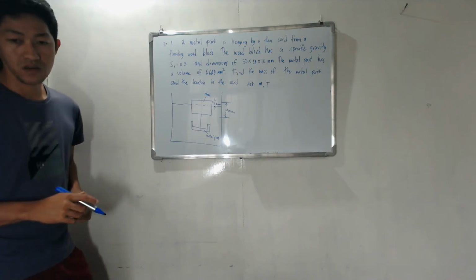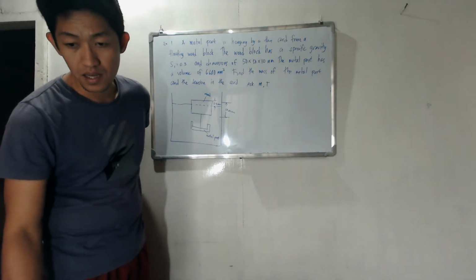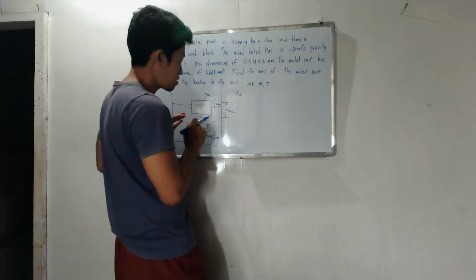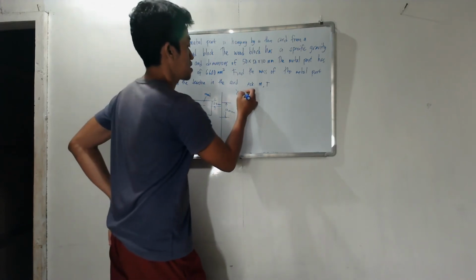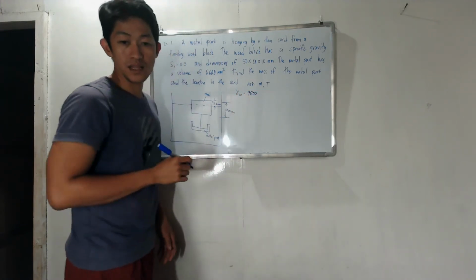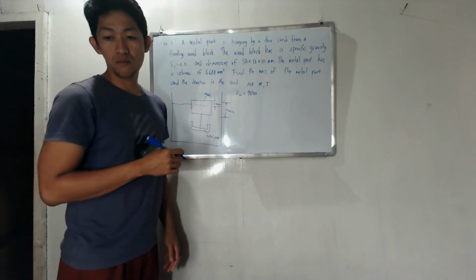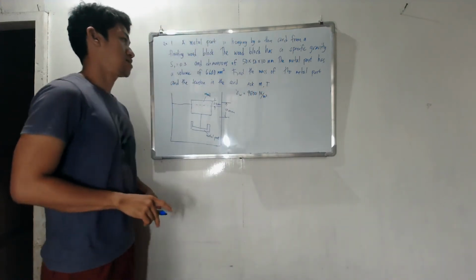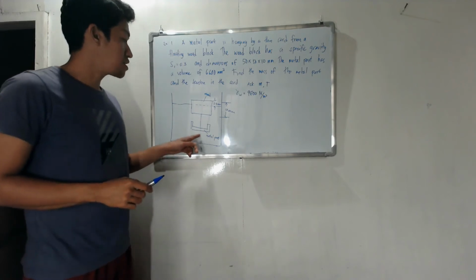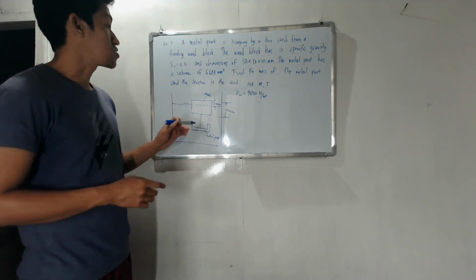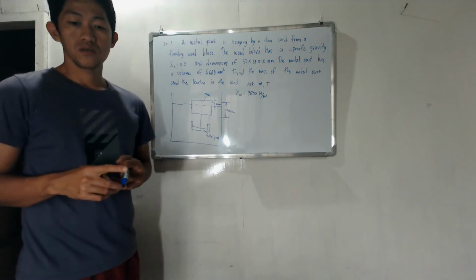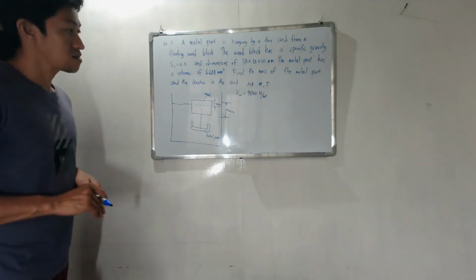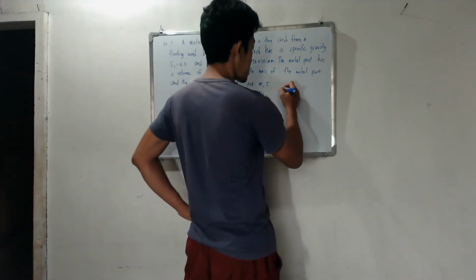By the way, for this problem, the fluid is water, so ang gamma sa water is 9,800 Newton per cubic meter. Okay, so what is asked in the problem is the mass of the metal and the tension. So how do we solve this problem? First, we draw the free body diagram.